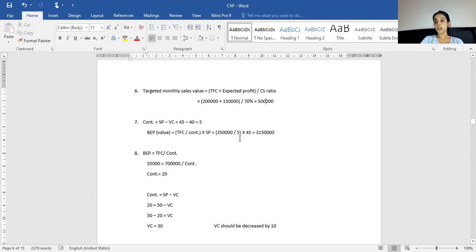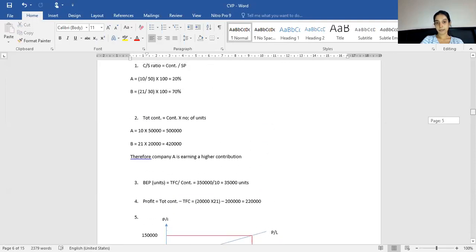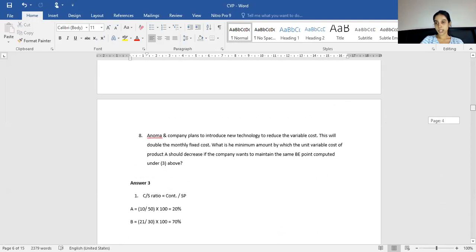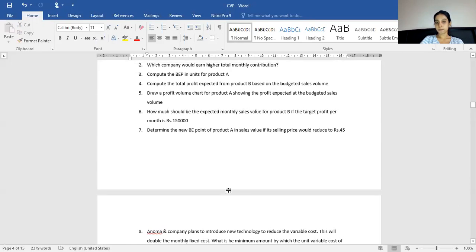350,000 divided by 5 of the contribution, that into 45 the selling price. This will directly give you the sales value as the answer: 3.15 million. They're asking us to calculate the sales value, so that is why we divided it by contribution and multiplied it by the selling price. Determine the new break-even point of product A in sales value.